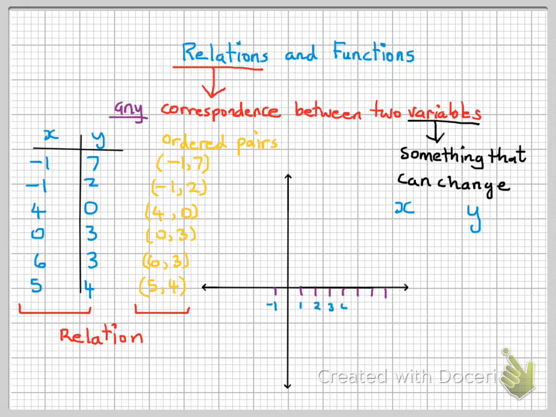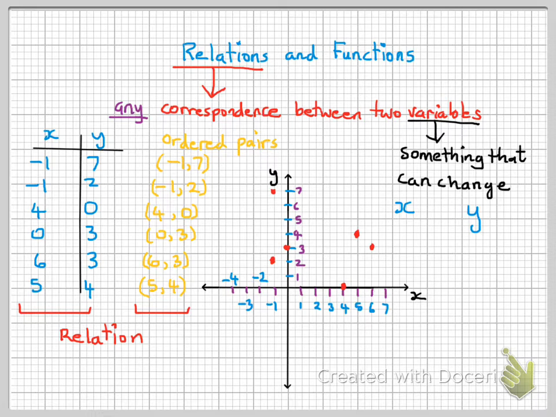I can also draw the graph of this relation as shown. The first point in there is (-1, 7). So you can see that point there. On the x-axis is -1, and on the y-axis is 7. And then you can see the next point, (-1, 2). And you can see the next one, x is 4 and y is 0, which is right on the x-axis. And you can see another one, x is 0 and y is 3. And you can see (6, 3), when x is 6, y is 3. And finally, you can see (5, 4).